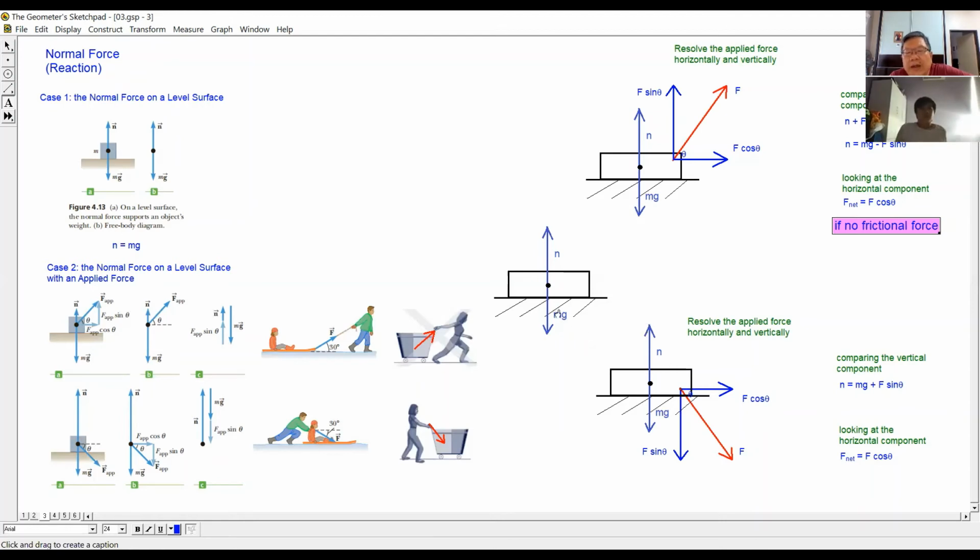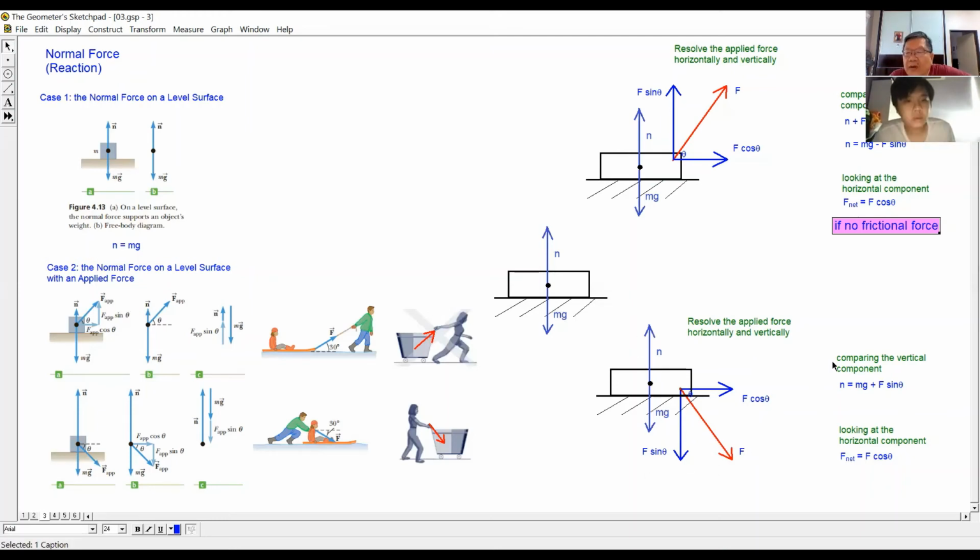Okay, now we look at the second case. The second case is pushing, not pulling but pushing. Now, pushing means the force is acting downwards. The red color force is acting downwards. So I'm going to resolve this red color force into two components: the horizontal component, F cos theta, and the vertical component, F sin theta. When you resolve the red color into the two blue colors, the red color no longer exists. So don't look at the red color anymore.